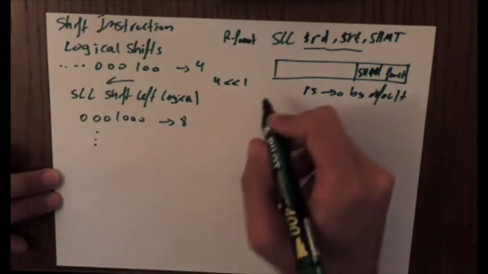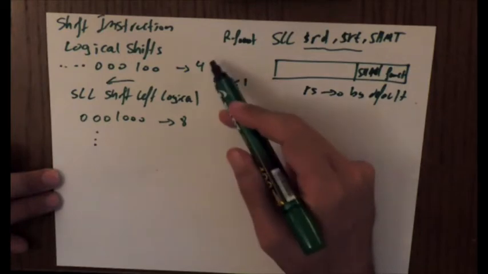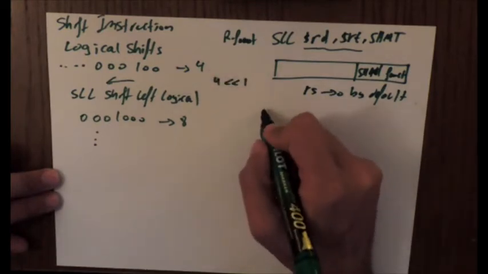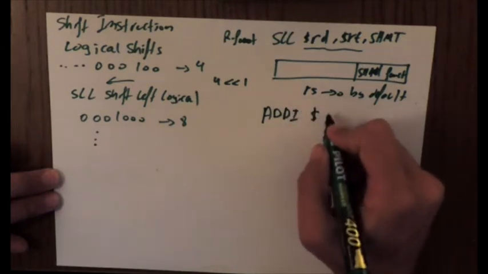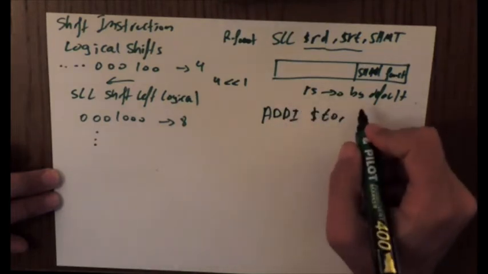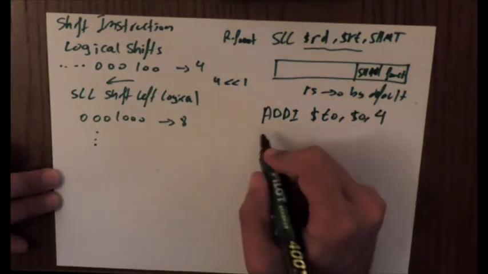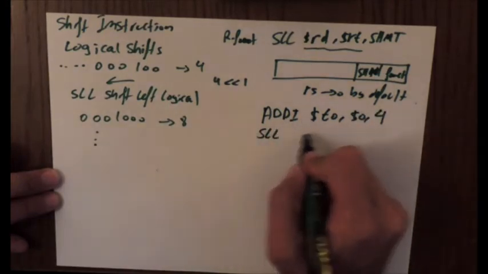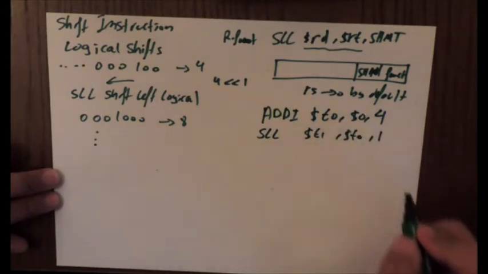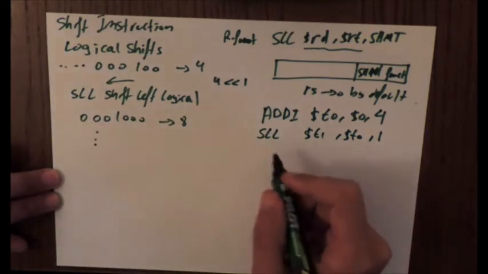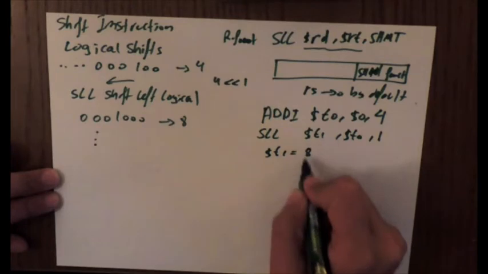So let's take an example. Let's do this example. So now we're gonna do something like addi $t0, $0, 4, and then I'm gonna do something like shift left logical. I'm gonna place it in T1. We're gonna shift T0 by just one place. So the value of course of T1 will now be 8.